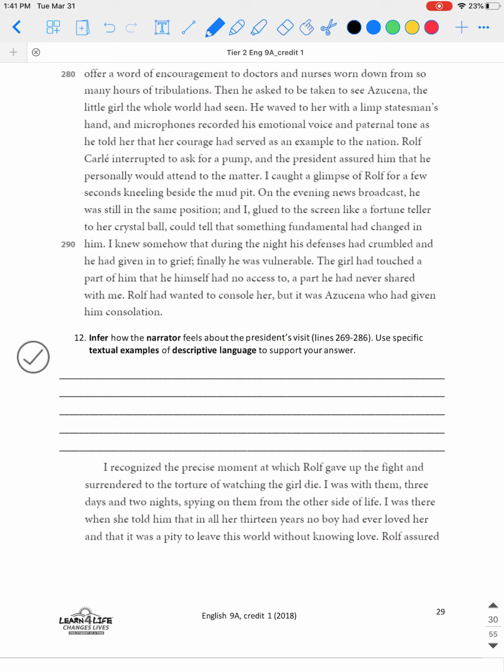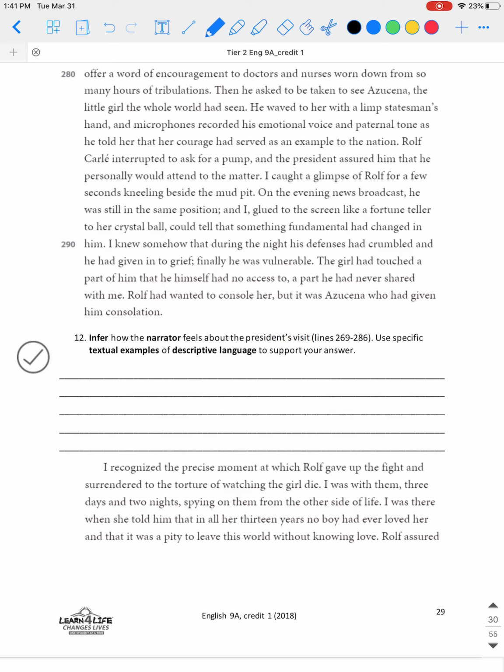I caught a glimpse of Rolf for a few seconds kneeling beside the mud pit. On the evening news broadcast, he was still in the same position, and I, glued to the screen like a fortune teller to her crystal ball, could tell that something fundamental had changed in him. I knew somehow during the night his defenses had crumbled and he had given in to grief. Finally, he was vulnerable. The girl had touched a part of him that he himself had no access to, a part that he had never shared with me. Rolf wanted to console her, but it was Azucena who had given him consolation.